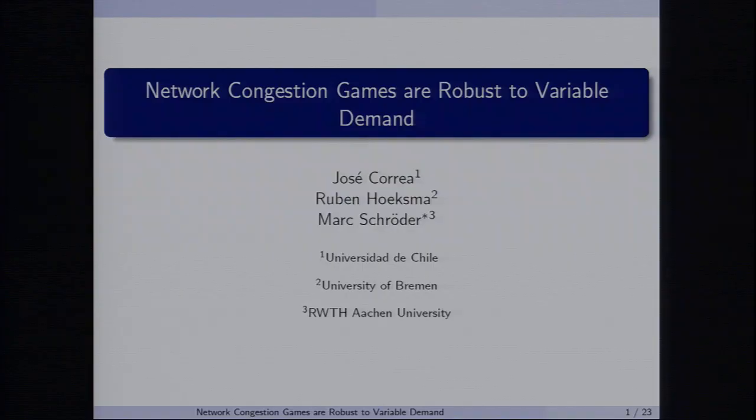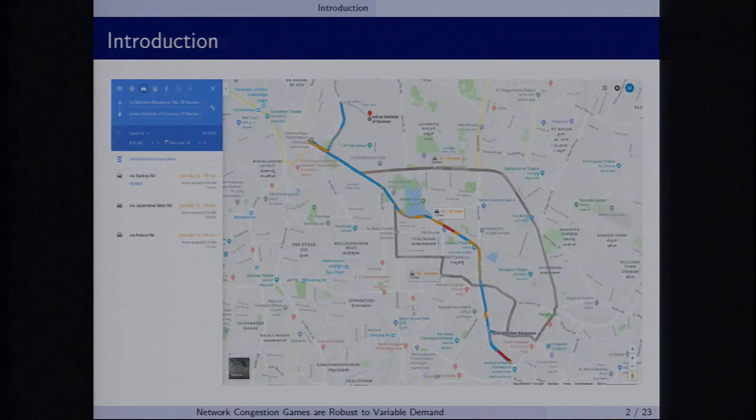So let me try to motivate our problem by means of the following picture. The picture is not very clear, but what we have given here is a map of Bangalore, actually. And I asked Google Maps last week, what is the quickest way from the conference hotel, here, bottom right, towards the institute over here, top left?